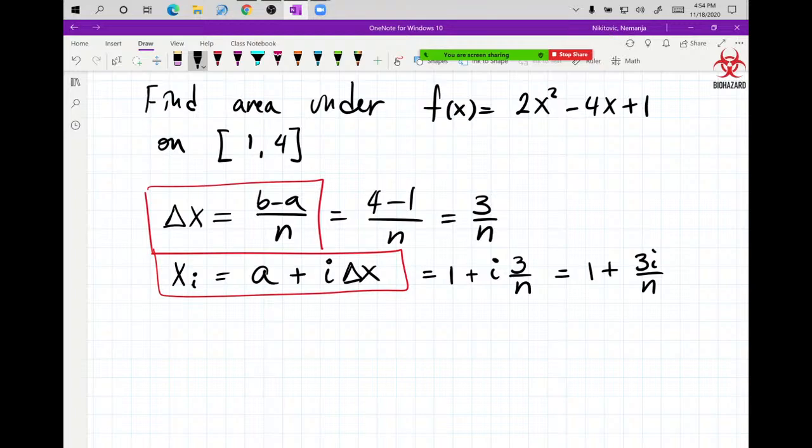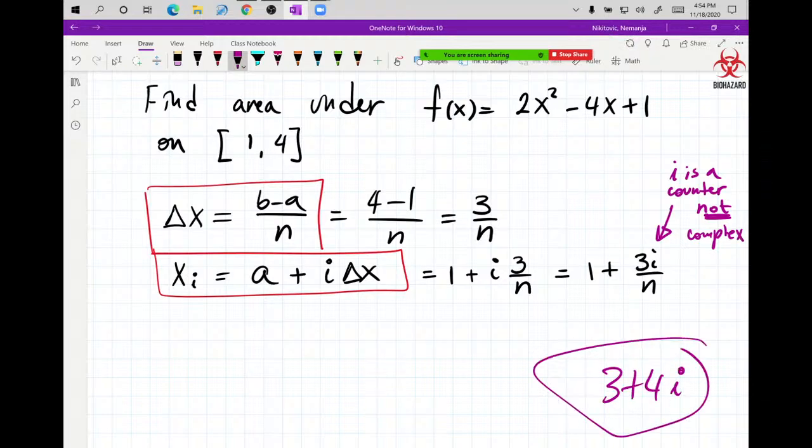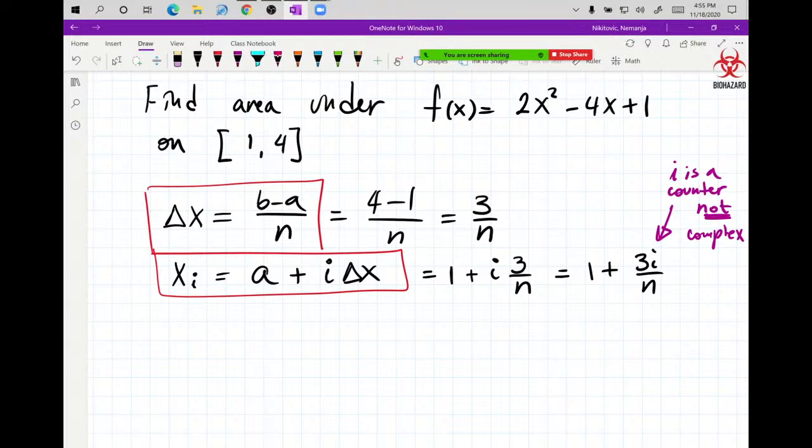So this mess is 1 plus, now when I say 3i over n, it's not a complex number. i is a counter, not a complex number. I want to write it in blood, but then it's going to clash with my formulas. So i is a counter, not complex. Please don't confuse, because I know that you know 3 plus 4i, and that's a complex number. But in this case, that's not it. It is the counter, and that counter is 0, 1, 2, 3, 4, 5, where complex number i means square root of negative 1. So they're completely different ideas. Please don't confuse those two worlds. We are not dealing with complex numbers in any shape, way, or form in calculus here.